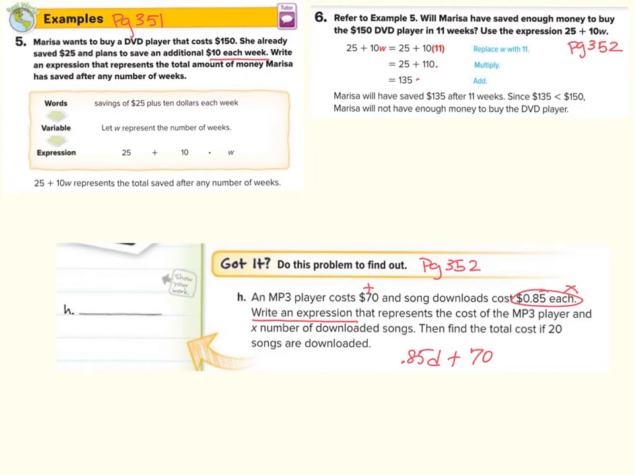Now all we have to do is actually substitute the 20 in for D to figure out how much it's going to cost us for 20 songs. So that's what this looks like. Now all we have to do is solve. So pause the video, use your calculators, take 0.85 times 20, and then add 70. After solving the problem, you should have gotten $87.